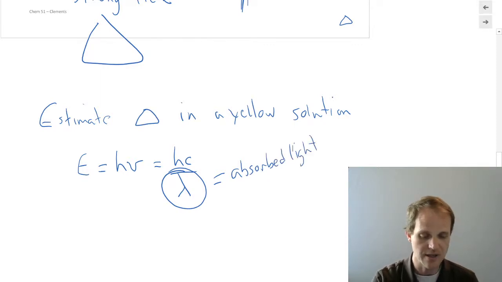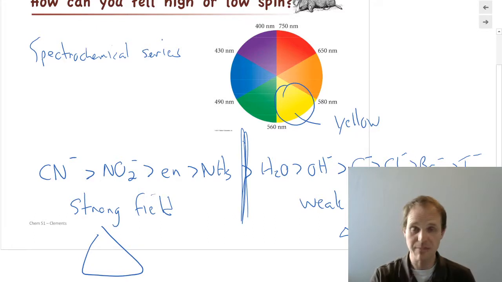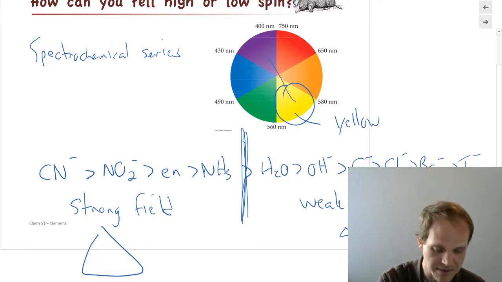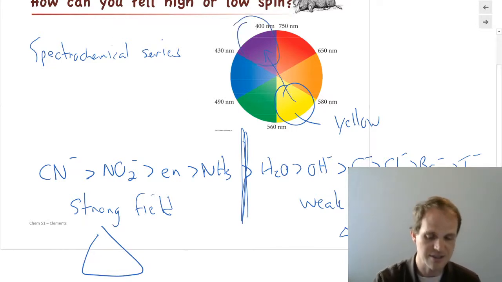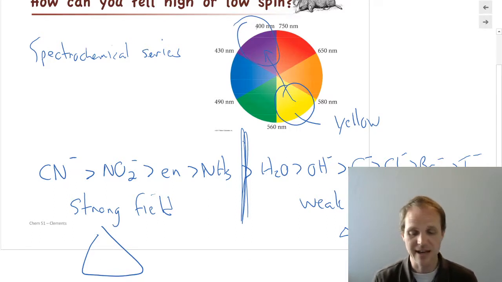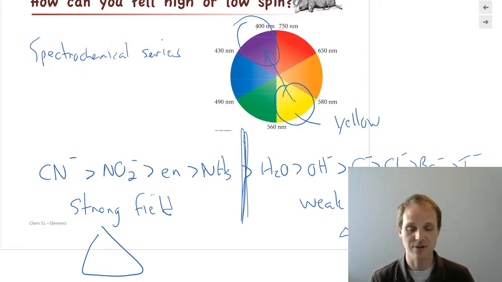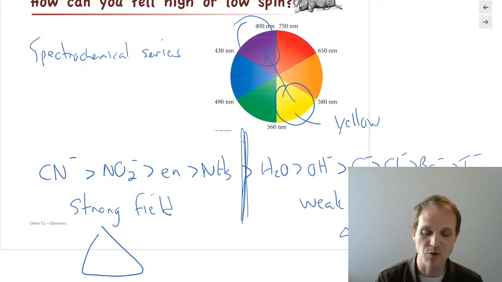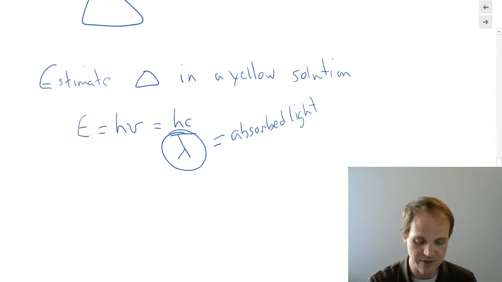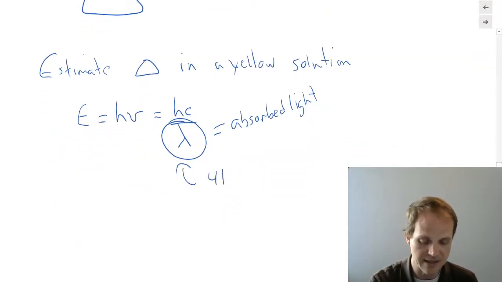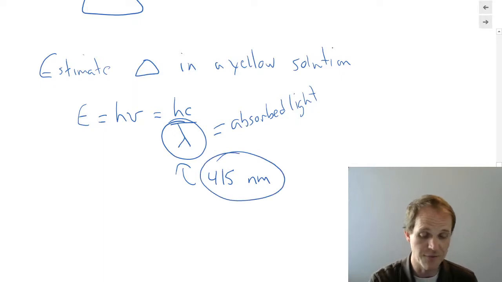That's really important because when we see a solution that's yellow, we have to remember that yellow is what's actually hitting our eye, so it's not what's absorbed. What's absorbed is the opposite one. And so a yellow solution is actually absorbing purple light. Purple light, you can see from this color wheel, goes from about 400 to about 430 nanometers. So we're going to estimate that somewhere in the middle. We're going to call it 415 nanometers. So we're going to say the wavelength of absorbed light in a yellow solution is that of purple light, because purple light's being absorbed and yellow is transmitting.